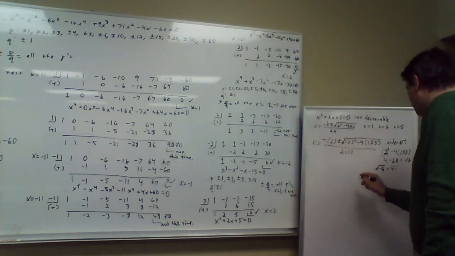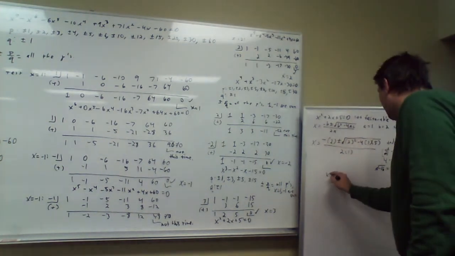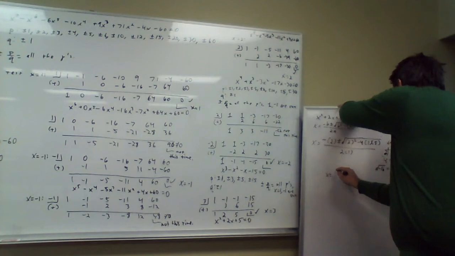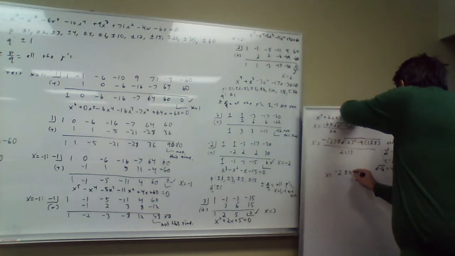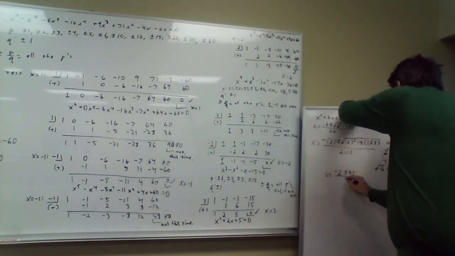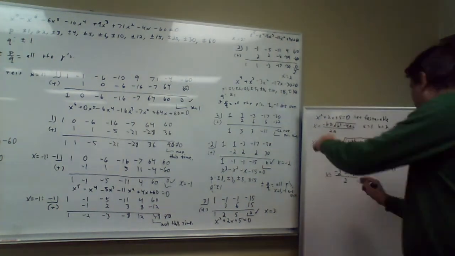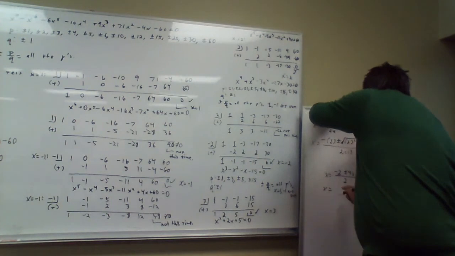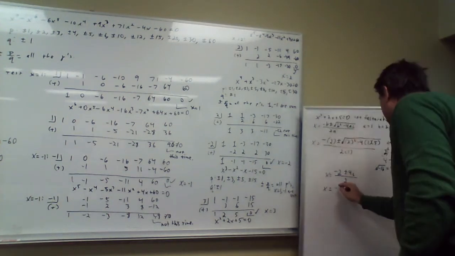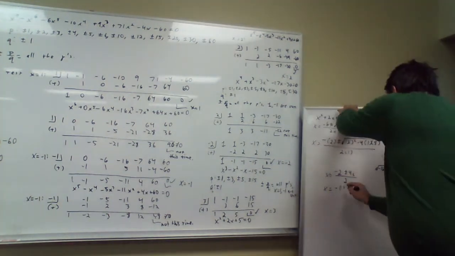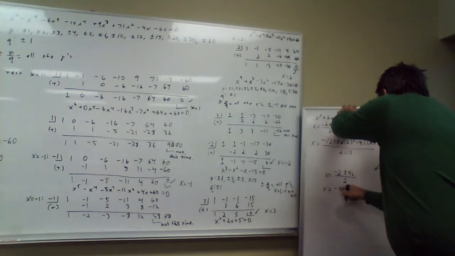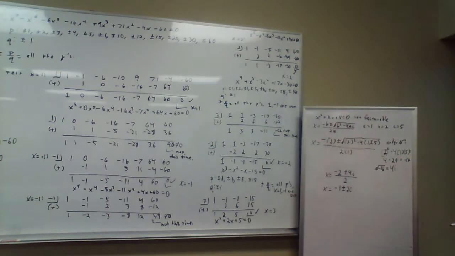So for this part of the problem, we have x equals negative 2 plus or minus 4i over 2. We rewrite this again. Division gives me x equals negative 1 plus or minus 2i. So we have that.